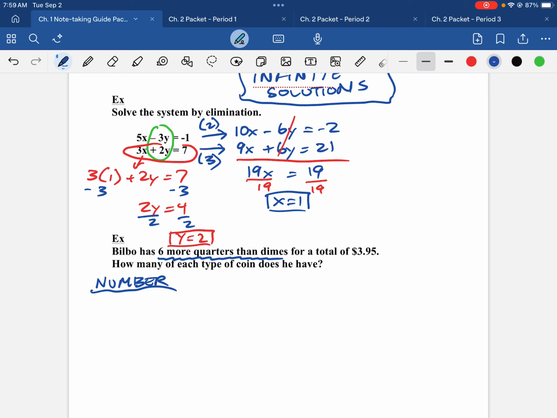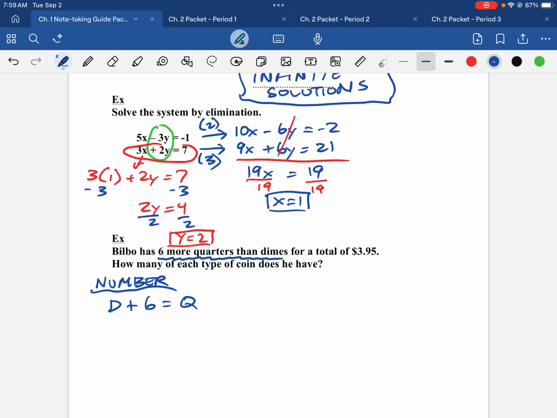So if I take the number of dimes and add 6 to that, that will be, what am I doing here? Sorry, I got ahead of myself. The number of dimes plus 6 is going to equal the number of quarters. Yeah, that makes sense, right? 10 dimes, that would mean I have 16 quarters. So we got more quarters.